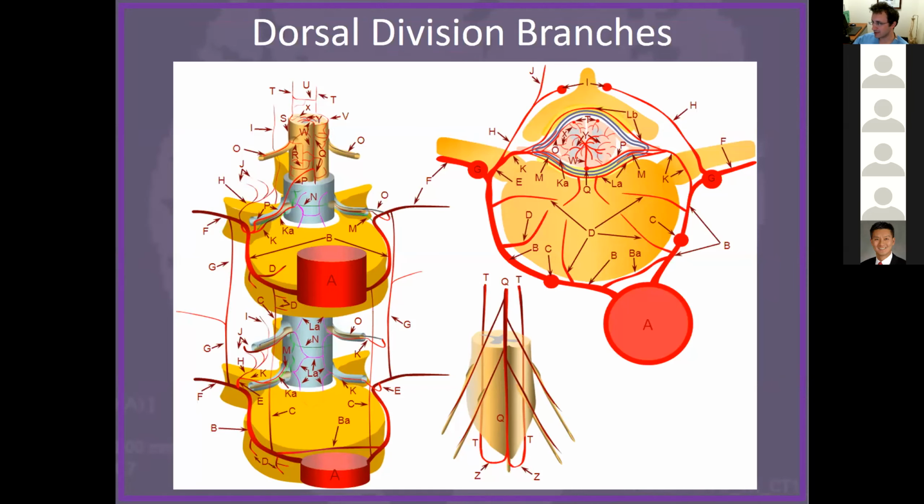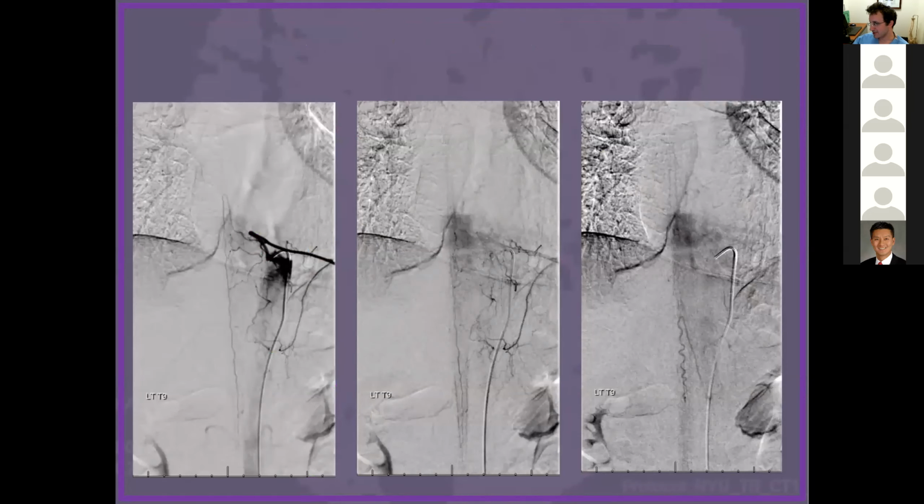Okay, so moving on into the intradural space as far as the branches. Angiographically, the intrinsic vasculature of the cord is often below the resolution of our angio images, but you can see the surface vessels, of which of course the anterior spinal is the main one.